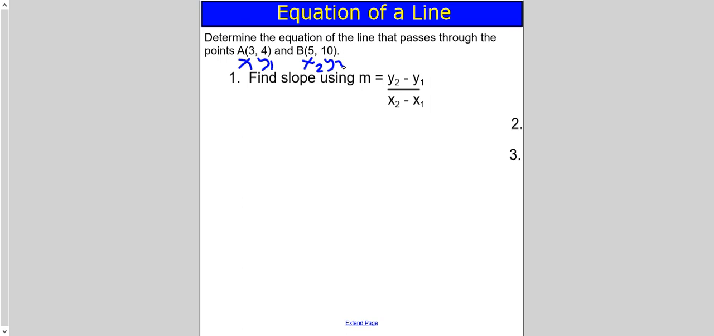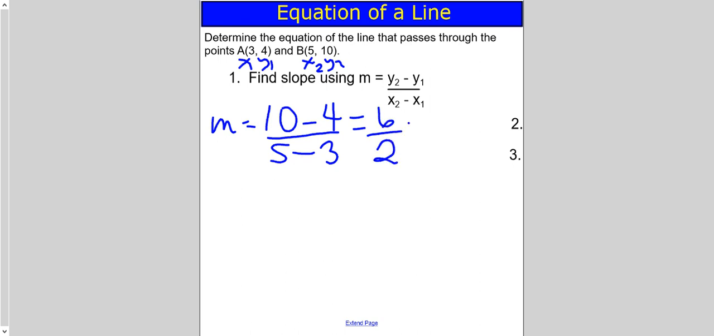All right, let's go ahead and plug these values into our slope formula so we can find our slope. That's always our first step, is finding our slope. So our slope then is going to be y2, which is 10, minus y1, which is 4, over x2, which is 5, minus x1, which is 3. Okay, 10 minus 4 is 6, 5 minus 3 is 2, and 6 divided by 2 is 3 over 1, or simply 3. That's great. Now we have a slope.